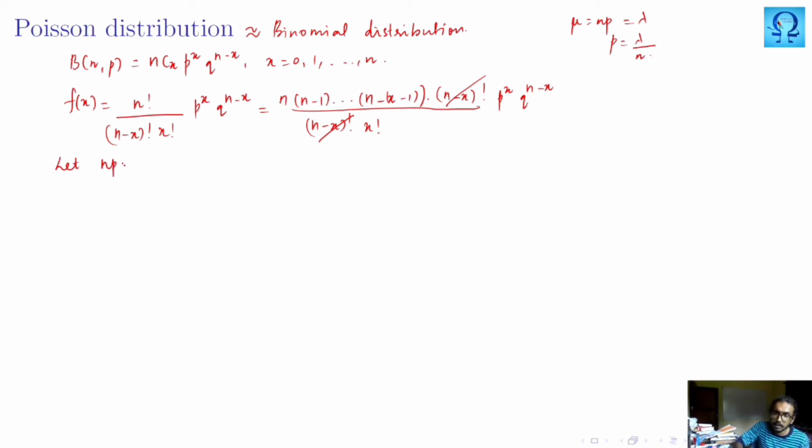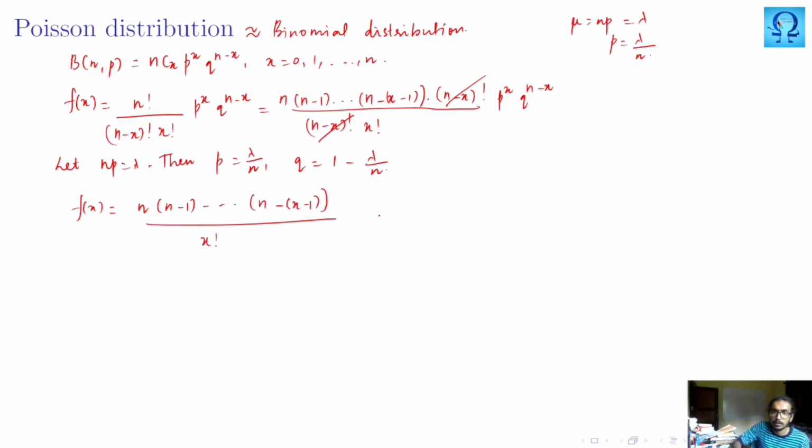Let np equal lambda. Then we get p equals lambda upon n, and what would be q? It is 1 minus p, which is 1 minus lambda upon n. Therefore my f of x becomes what? n times (n minus 1) till (n minus x plus 1) upon x factorial, times lambda upon n to the power x, times 1 minus lambda upon n to the power n minus x.